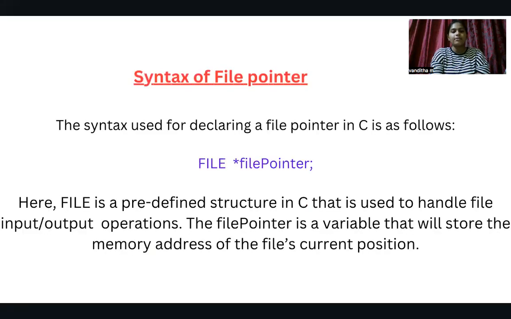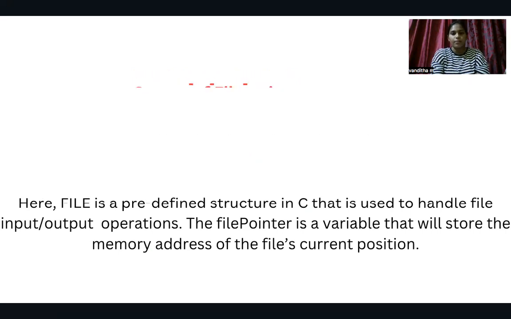Next, let's see the syntax of a file pointer. The syntax of a file pointer, which is used for declaring a file pointer in C, is given as follows. FILE *file_pointer; This is the syntax of a file pointer. Here, FILE is a predefined structure in C that is used to handle file input-output operations. The file pointer is a variable that will store the memory address of the file's current position.